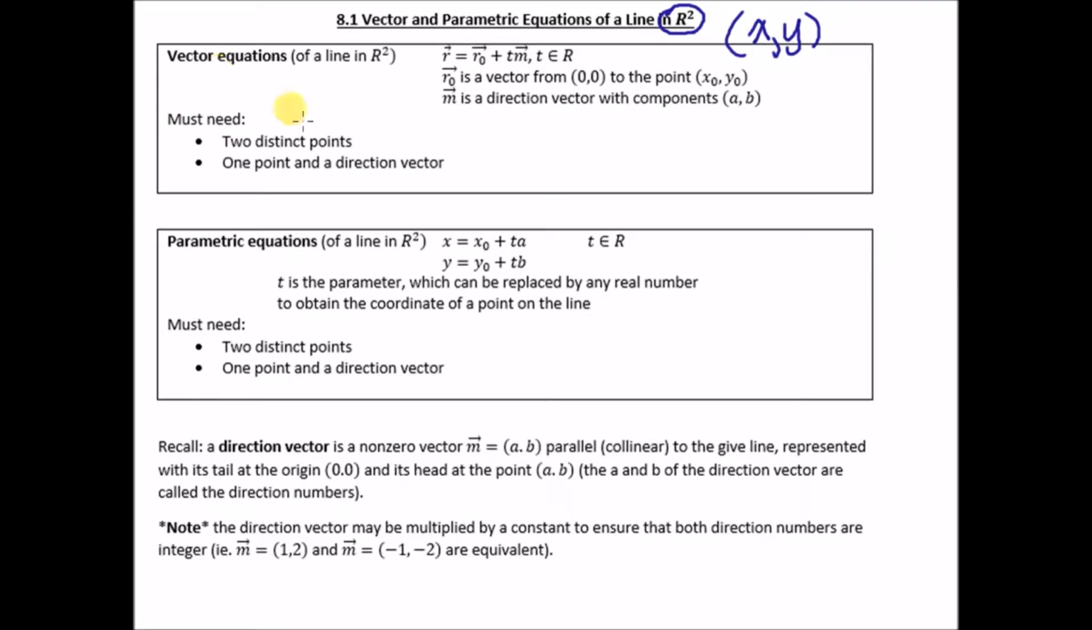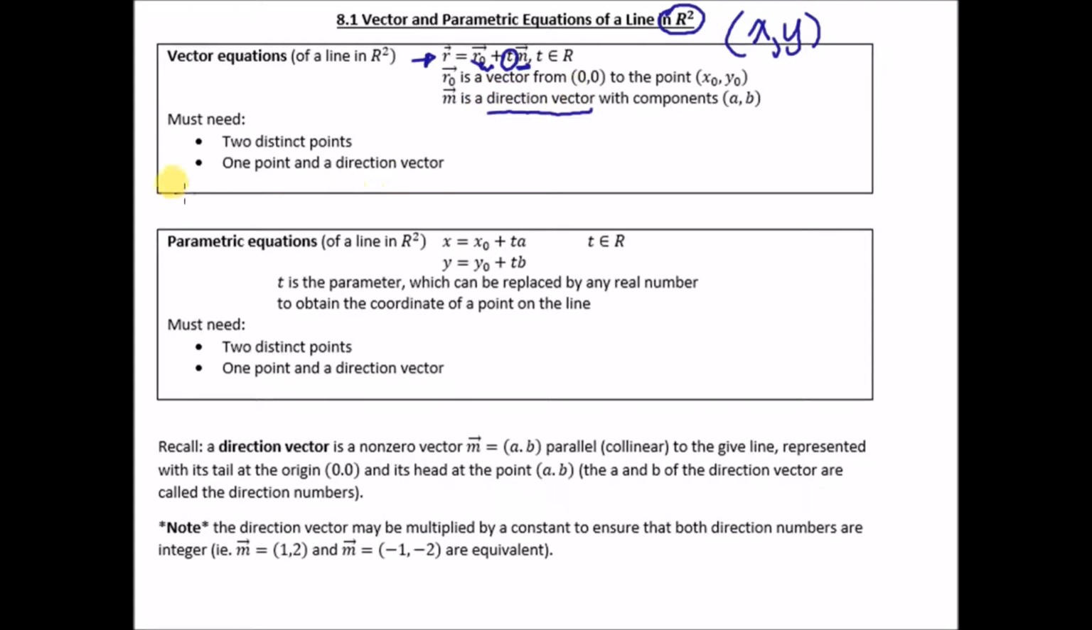Okay, so vector equations of a line in R squared. It's going to be denoted by R, like vector R. Then we have R naught, so vector R naught, and then some parameter t, and m is going to be a direction vector. R naught is a vector from 0, 0 to the point x, y, and vector m is going to be the direction vector with components a, b.